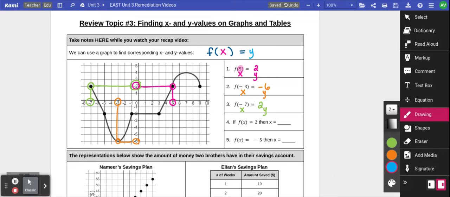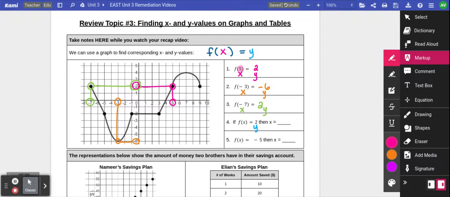If I say f of x is equal to 2, this time the 2 is at the end of the problem after the equal sign. So in other words, that's the y value. Then I'm going to say find the x. Now in order to do this, I'm going to go on the graph to where y is 2, which is right here.